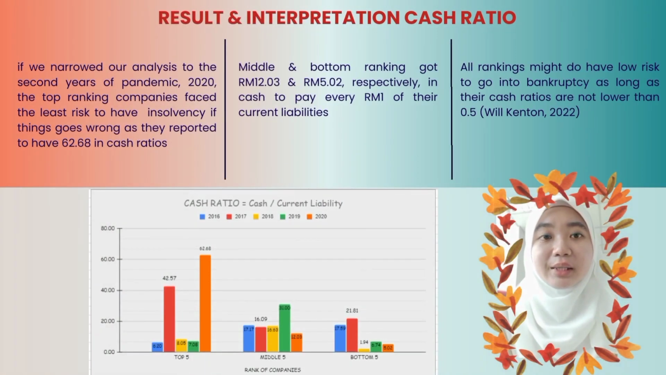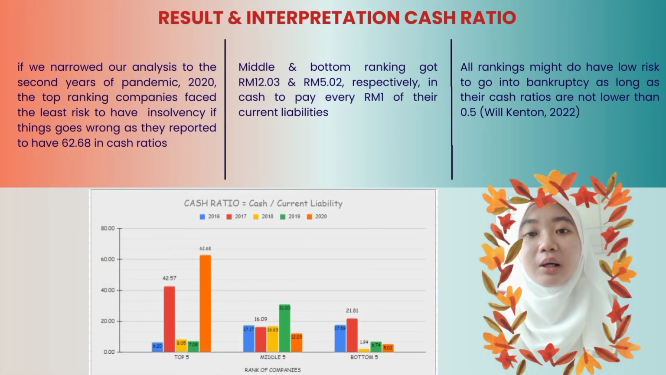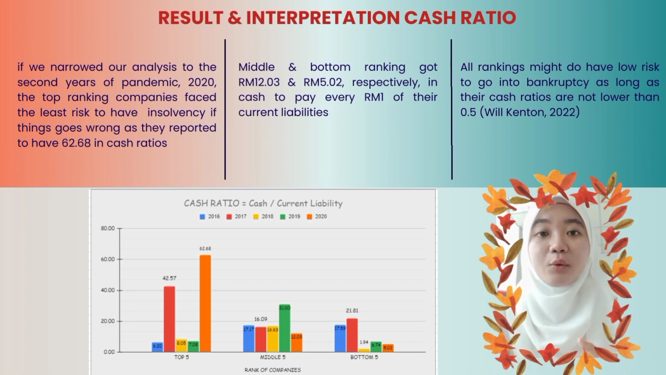The cash ratio actually gives the worst-case picture that a company can face if things go bad. So in this analysis, we found that the top ranking companies face the least risk of insolvency in 2020, where we narrowed our analysis to the second year of the pandemic, because they reported 62.68 ringgit in cash ratios.